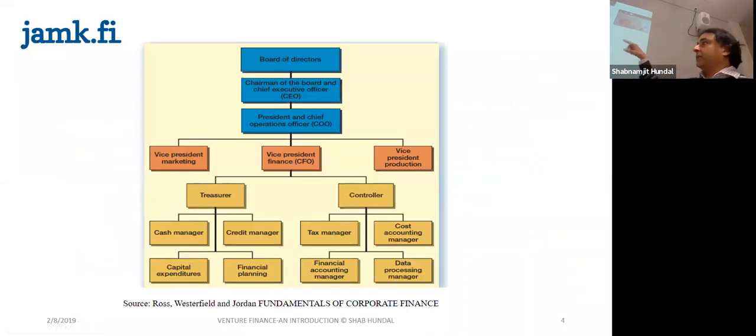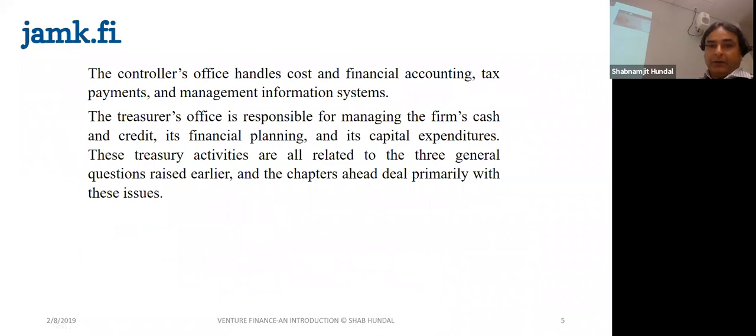This is the chart. This is the picture I showed you. But of course, for a small company, it will not be the same. It will be much shorter. But even though the chart is shorter, the functions will be the same, more or less. Then in the companies, we have the controllers, we have the treasurers, we have the finance managers, and they have a little bit different jobs. Controller, for example, is handling the cost and also accounting and tax payments and maintaining the management information system.